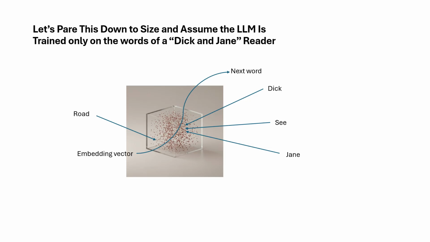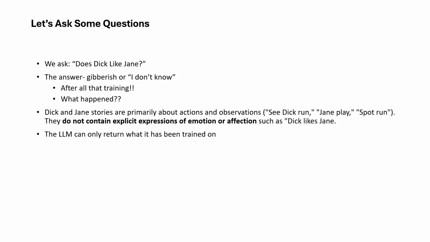Now, if we had an LLM trained this way and we asked it a question with a prompt, does Dick like Jane? The answer would be gibberish or I don't know. I mean, after all that training, what happened? Well, the Dick and Jane stories are about actions and observations. They're not about expressions of emotion or affection. Those words simply aren't in there, and the LLM can only return what it has been trained on.